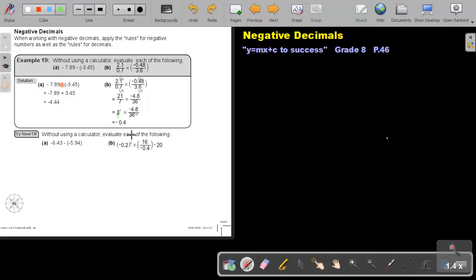So if I look at this, and I'm going to continue, I can say 3 can go into itself 1 time, and 3 can go into 36 12 times. And now I can divide 12 into that negative 4.8, and I will have negative 0.4. Why will it be negative? Because it's multiplication. And there is one negative sign, and 1 is an odd number, and that's why the sign will be negative. I want you to try now 19 number B, and try to do it without using a calculator.